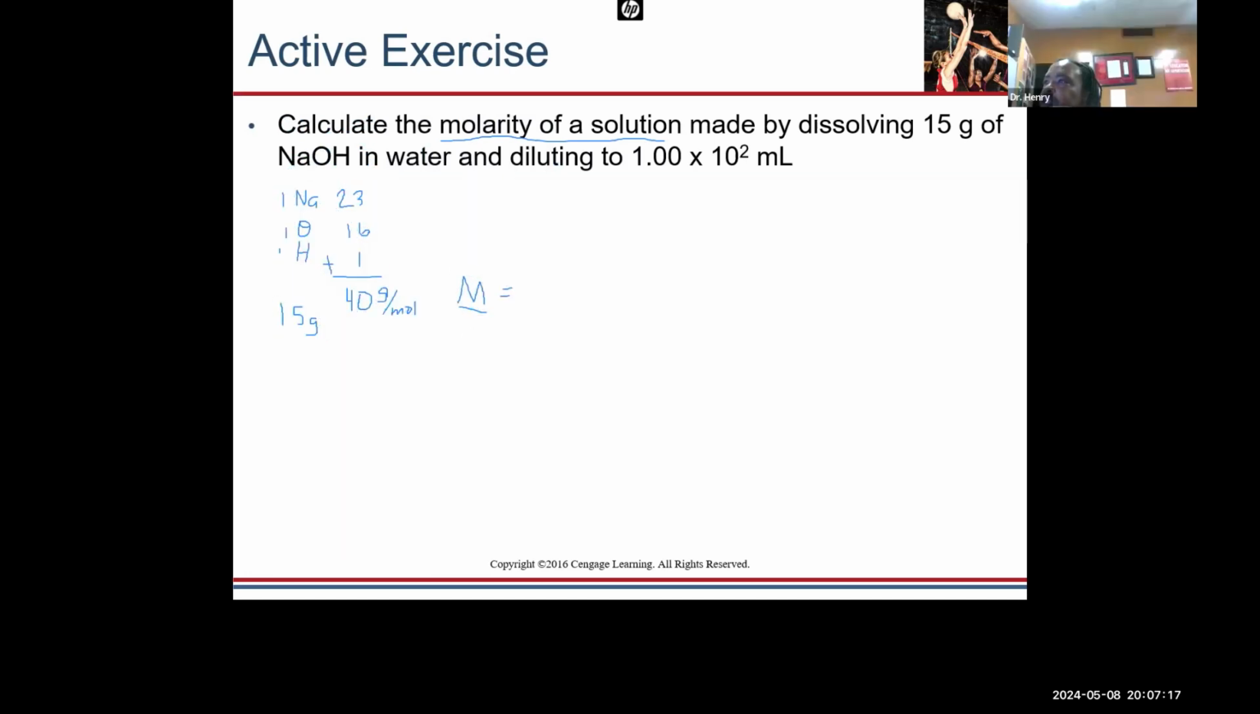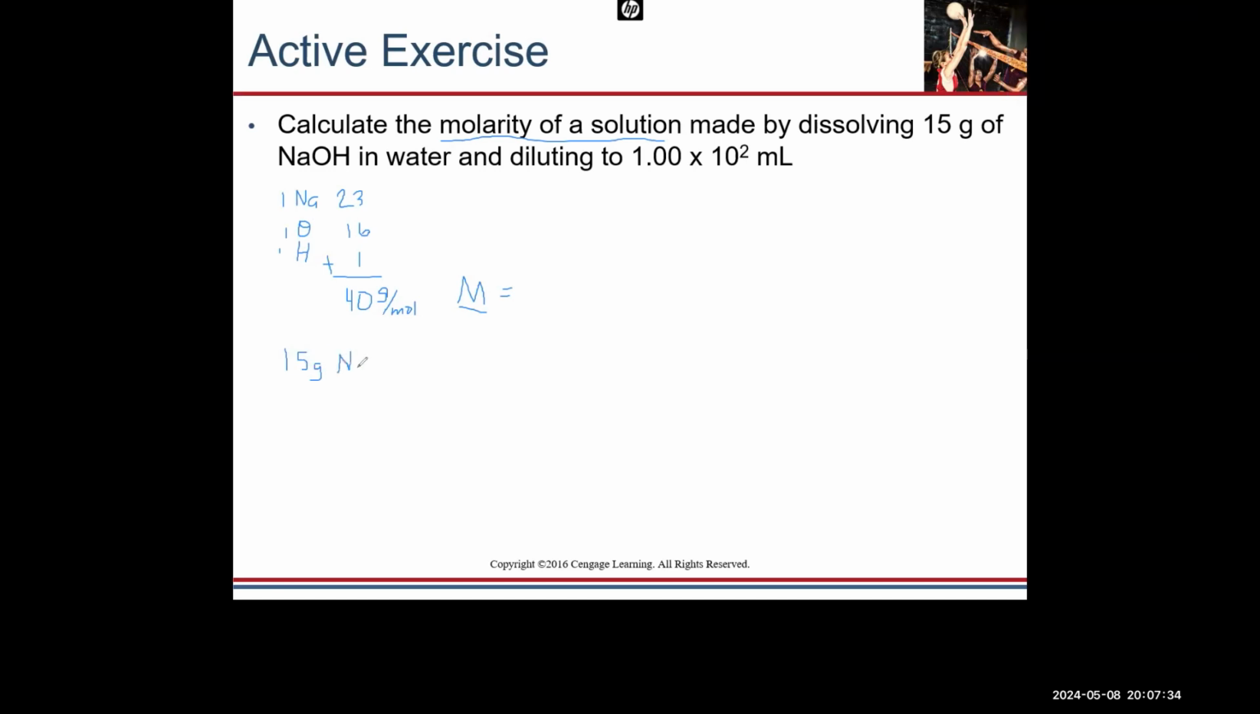Okay, so then we need to change our 15 grams into moles. Oh, that means we should... to 1 mole. And this should be 15 g.